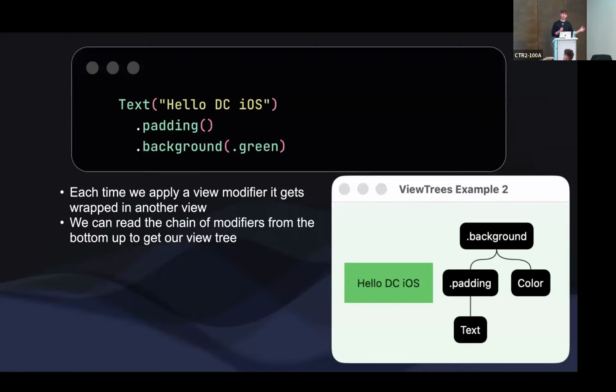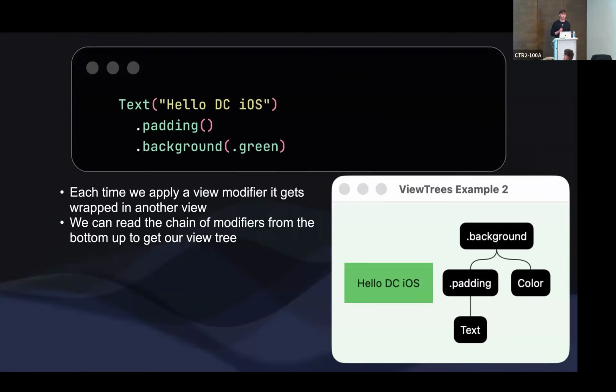Okay. Let's move on to a slightly more complicated example. This time we have the same view, but we've called the background modifier after that. We can imagine in our assembly line mental model, we have our text first, and then we have our padding as our next station, and then our green background as our final station here. If we were to change the order of these stations, we would actually get a different view because we're applying the background before the padding.